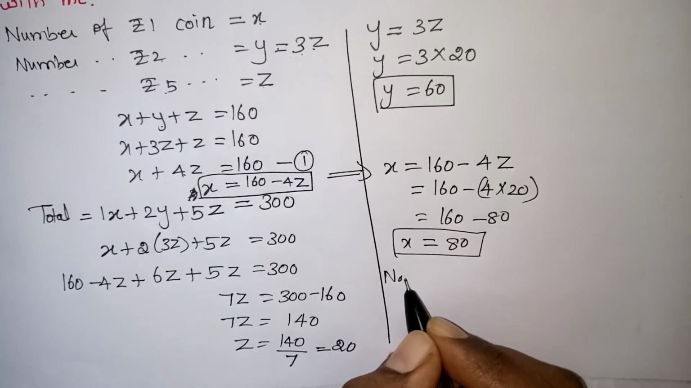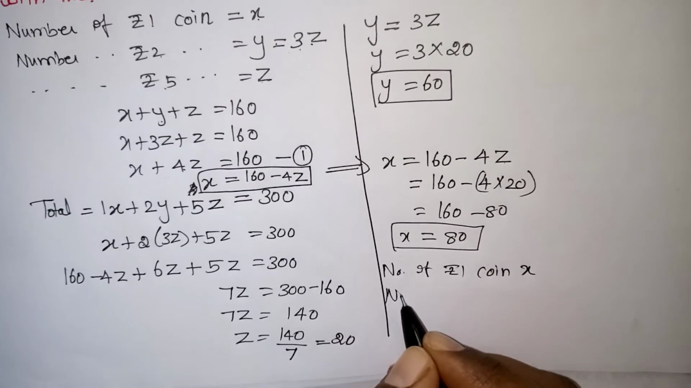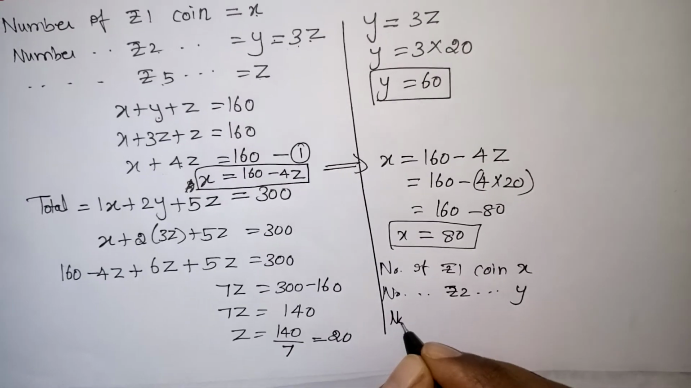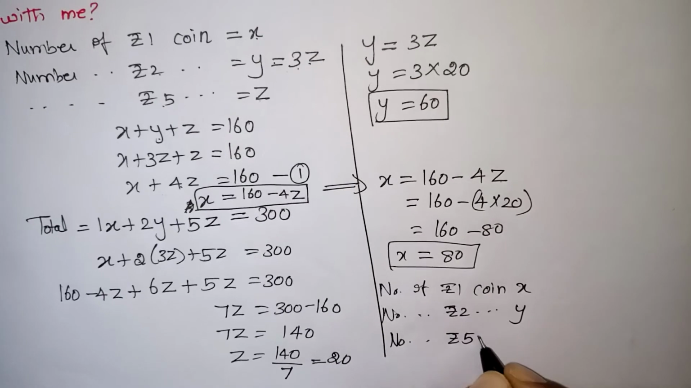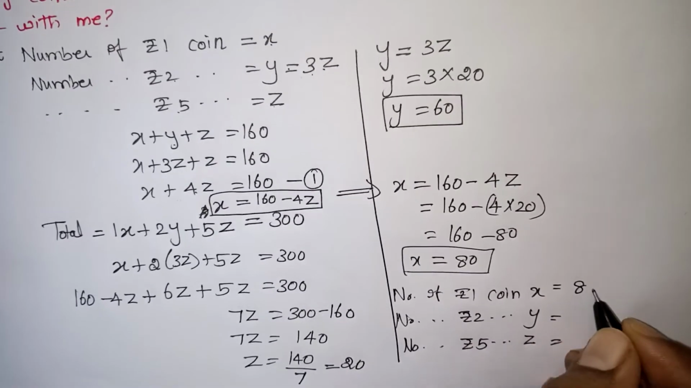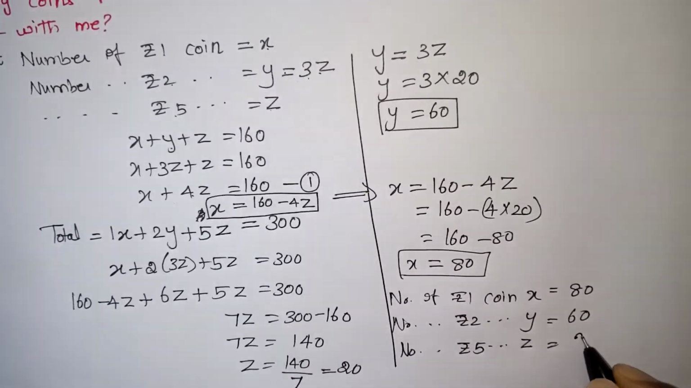So the number of 1 rupee coins is your x, the number of 2 rupee coins is your y, and the number of 5 rupee coins is your z. So that is your final answer. x we are getting 80, y we got 60, and z we got 20. So that is your final answer.